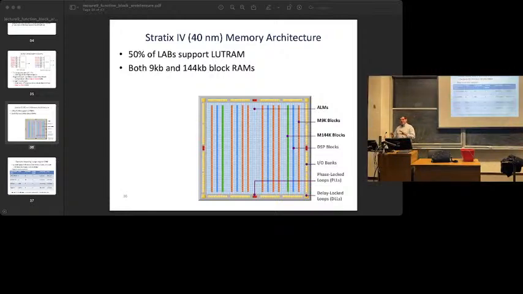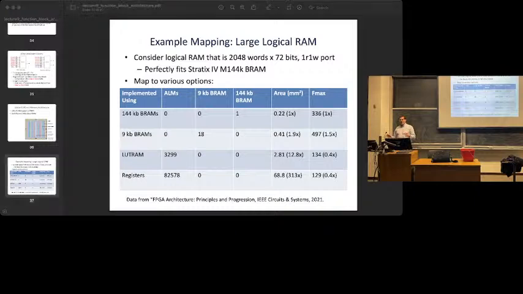Okay, so let's look at some relative numbers on how big these different physical RAMs are. Let's consider that we want to build a logical RAM that is 2,048 words and 72 bits wide, and it's a simple dual port, one read, one write. So maybe this is a pretty big FIFO. And I chose that so it perfectly fits that big Stratix RAM, the M144K. So we expect this to get by far the best results, because it's a perfect fit.